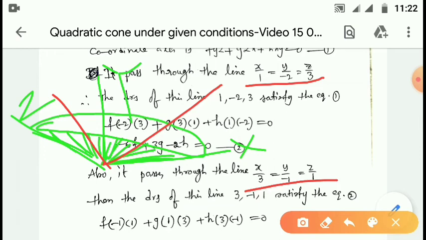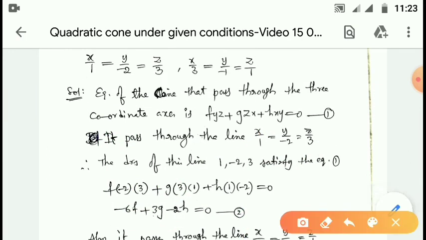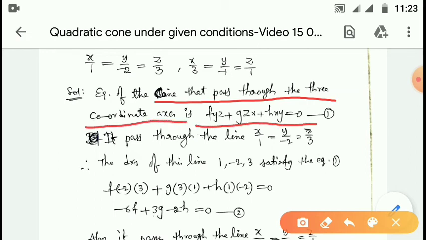So to find the equation of the cone, we have to apply the condition. First we have to take the equation of the cone passing through the three coordinate axes, and also apply the condition that the cone is passing through this line and this line later. Therefore the equation of the cone which passes through three coordinate axes is fyz plus gzx plus hxy is equal to 0. In this video itself I have proved this.